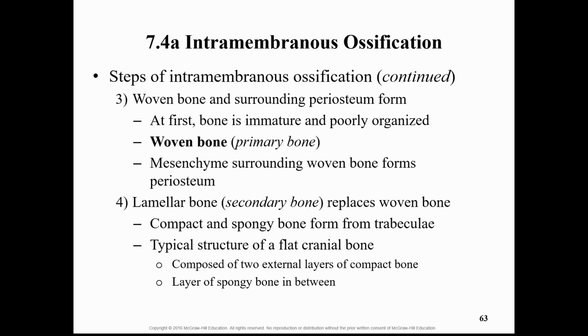At first, the bone is what we call woven, and the periosteum is going to form around there, and the bony tissue is actually pretty immature and poorly organized. And then as we start to develop more and more of it, we start to get lamellae, or secondary bone, that's going to replace some of that woven bone. We're going to have our compact and spongy bone form from the trabecula, and we get a typical structure of, say, a flat cranial bone.